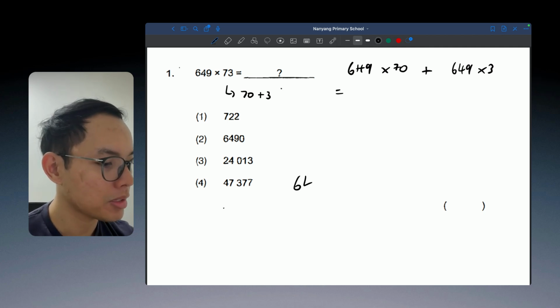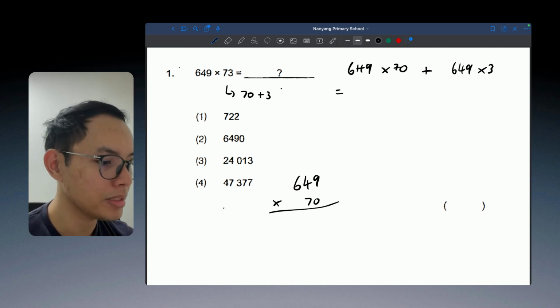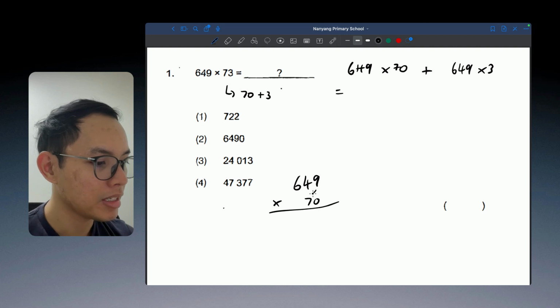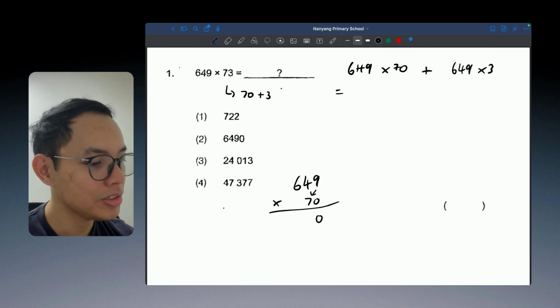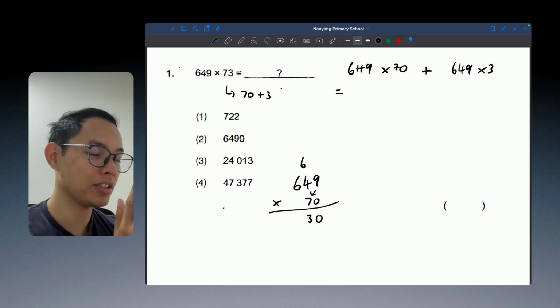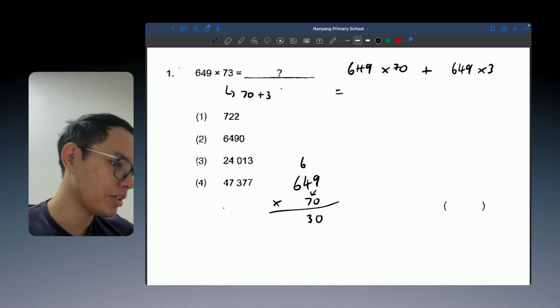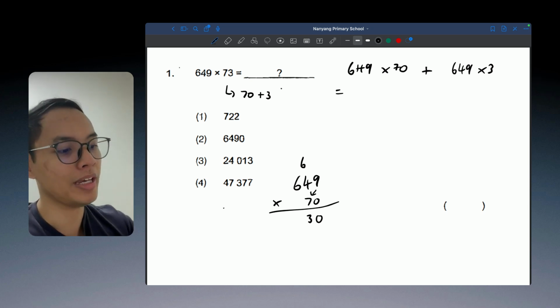So you do your working, 649, and then you times 70. Essentially the zero here we can ignore, so it will be easier. So now we just multiply 9 times 7. If you remember, 9 times 7 is 63. So you put 3 over here and then you put 6 at the top. Make sure to go through your multiplication table as much as possible. It's all about repeating until you get it.